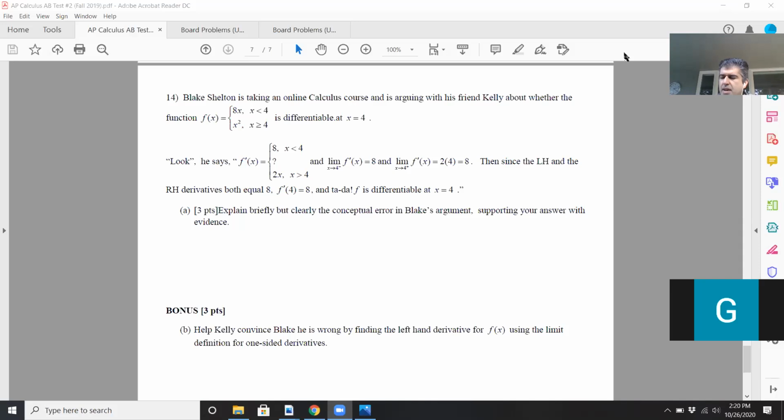Yeah, the problem is that obviously for part A, it's not differentiable because it's not continuous, right? If you were doing the left-hand limit, you would get 32. The right-hand limit, you get 16. We plug 4 straight up in each expression. So that's the answer for part A.